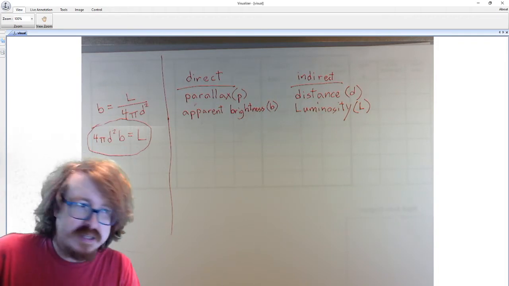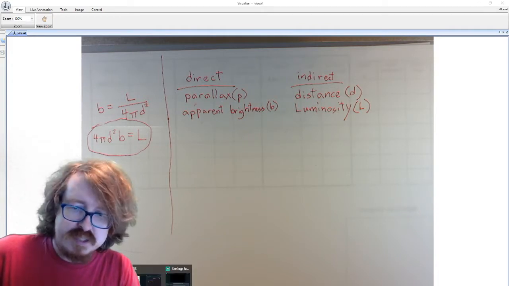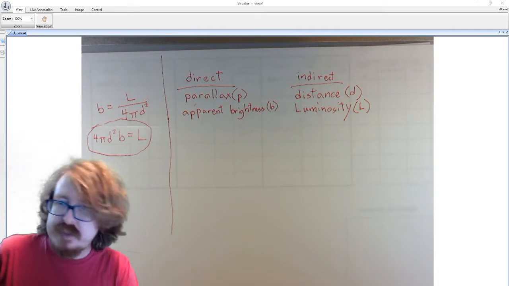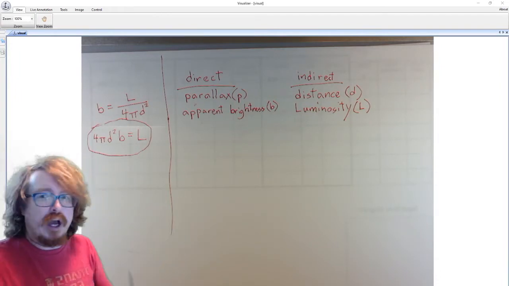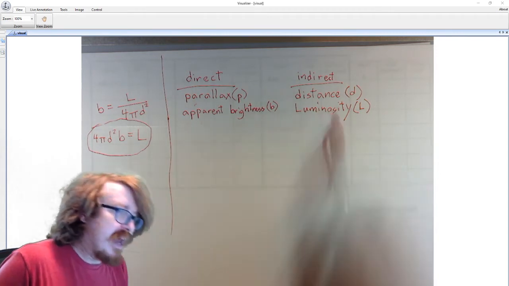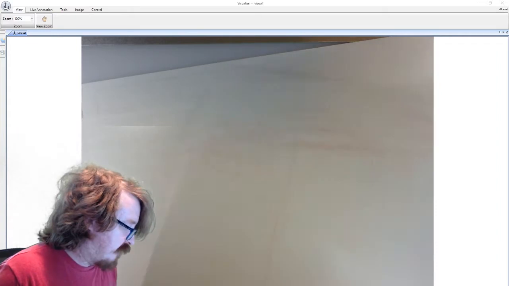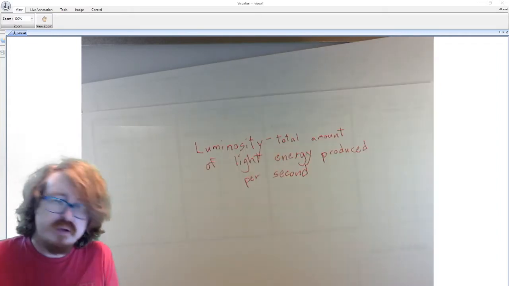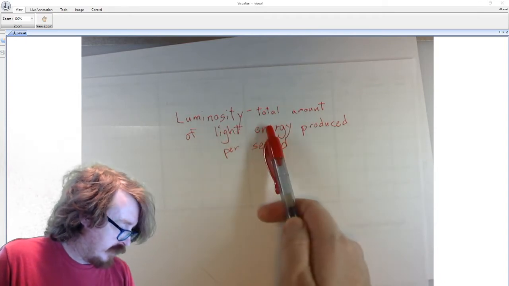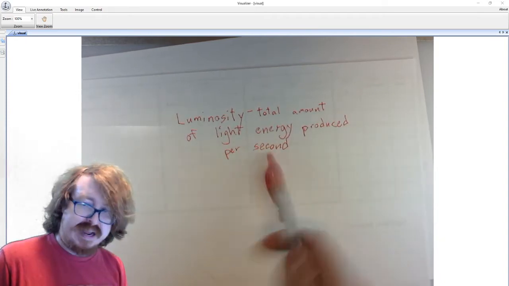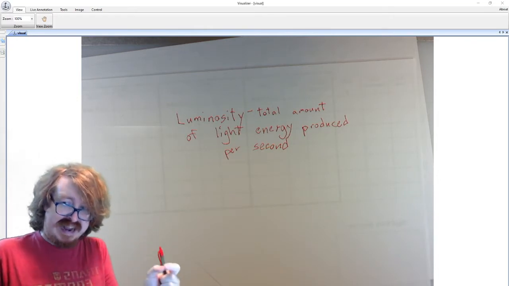Let's talk about units for a moment. Luminosity. What's it measured in? Well, let me go back to this other page where I wrote the definition. If we look right here, the definition says the total amount of light energy produced per second. So it needs to be energy per second.